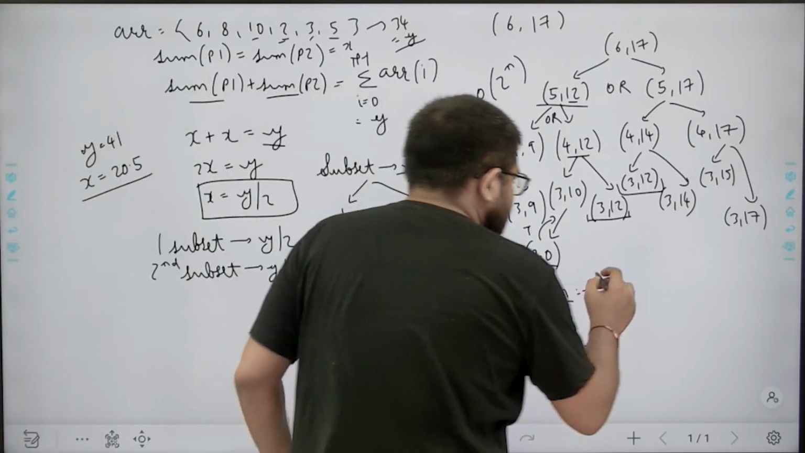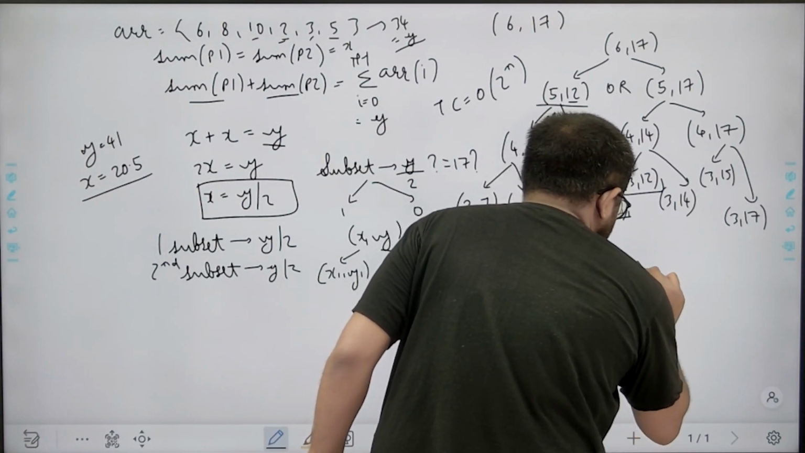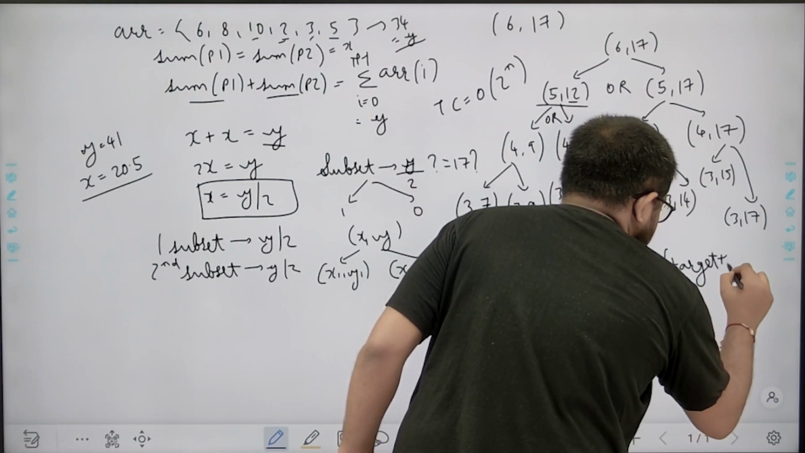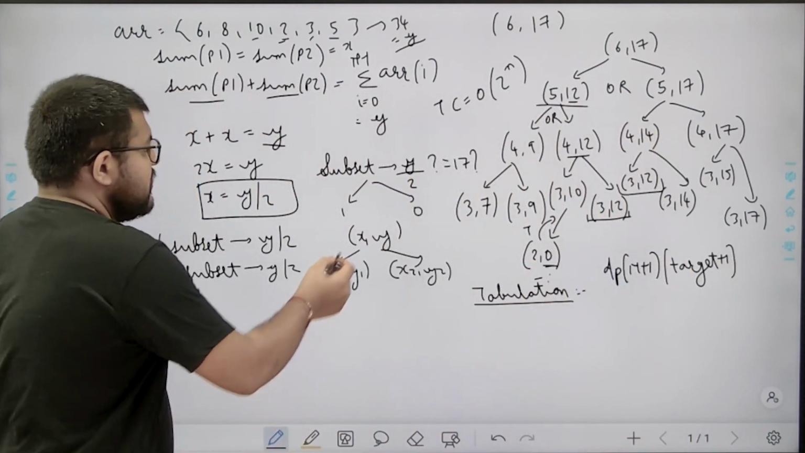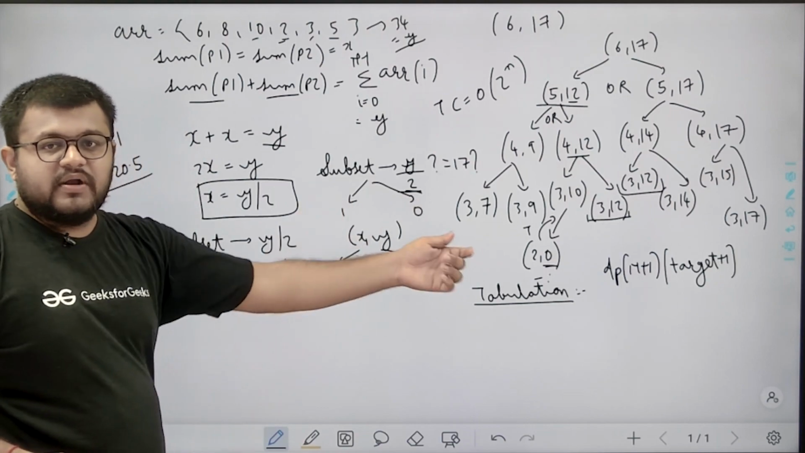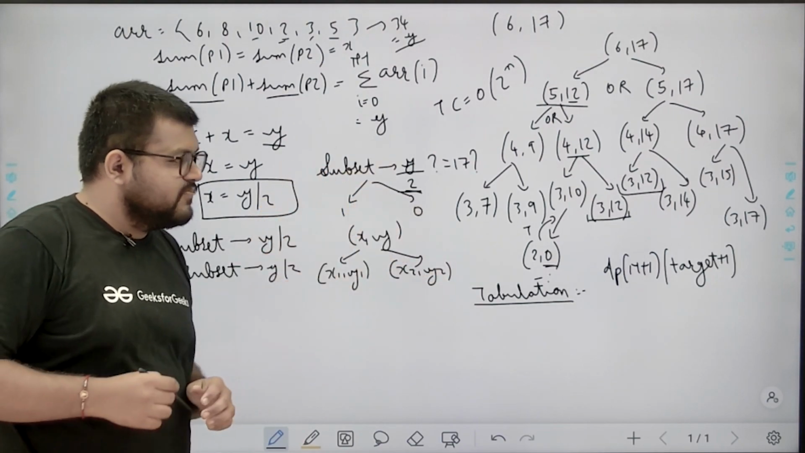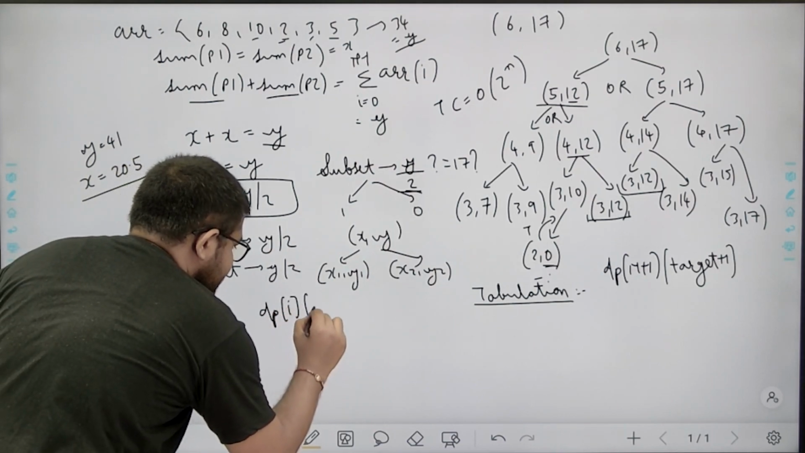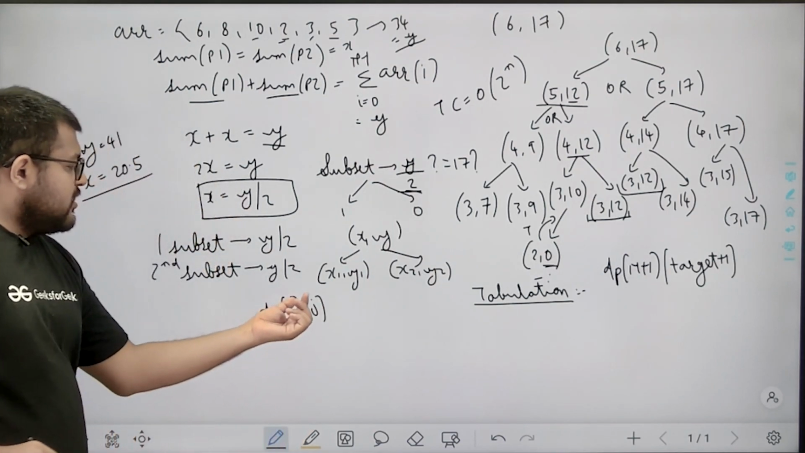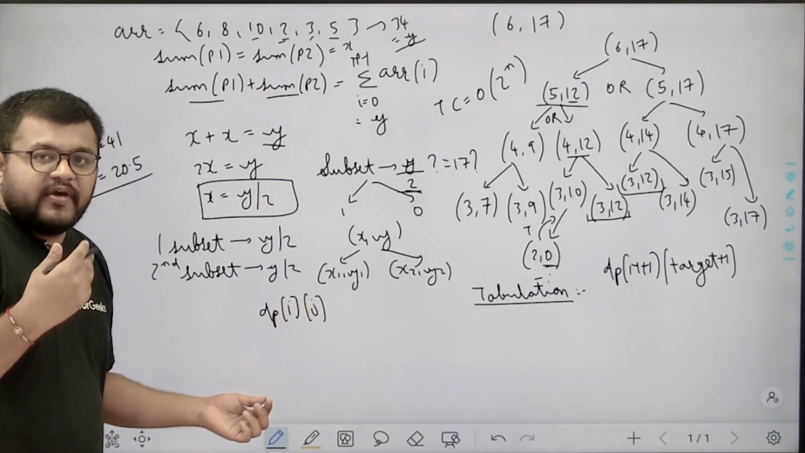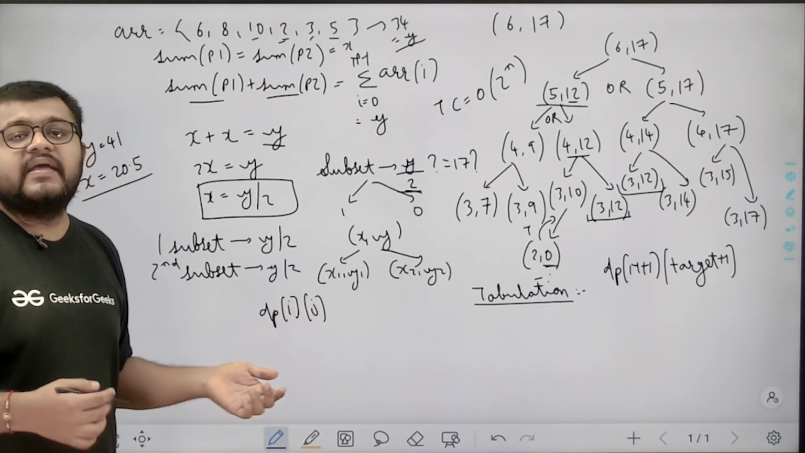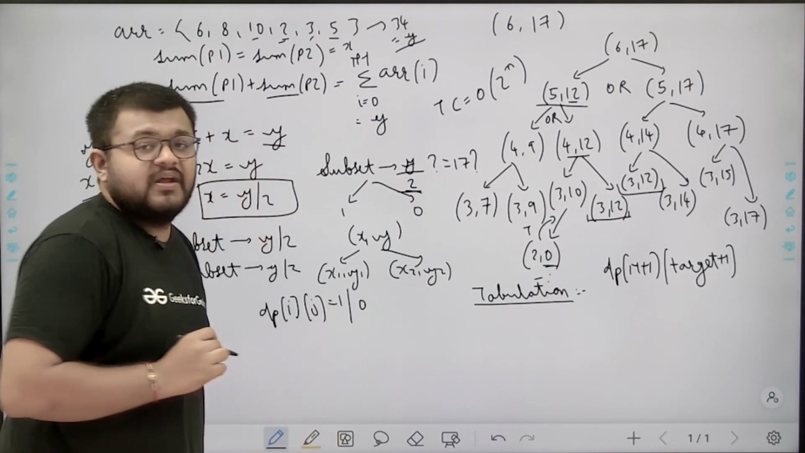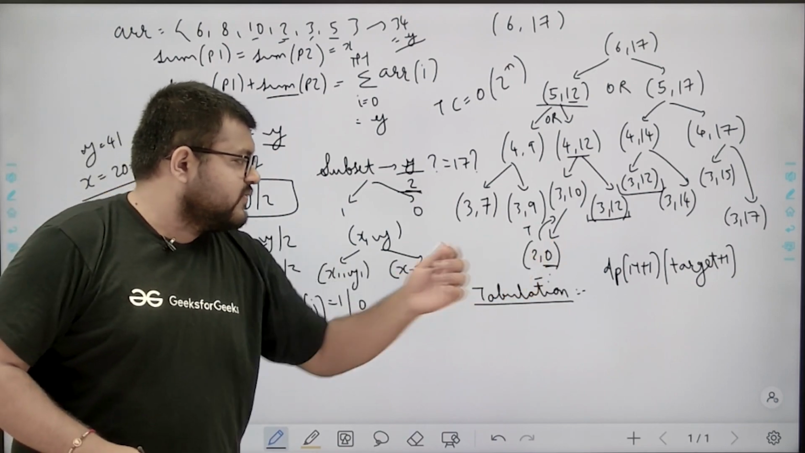So can I take one table dp of n plus 1 and target plus 1, where target is nothing but y by 2, because that is what I want to find. I want to find a subset with a sum y by 2. Here in this table, dp of i j will denote what? Whether a sum of j is possible out of any subsets of the first i elements. If yes, then this would contain value 1. If no, this would contain value 0. So now we need to fill this table.